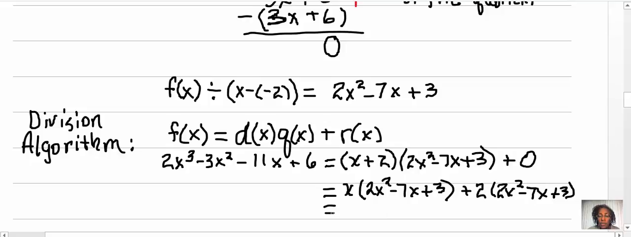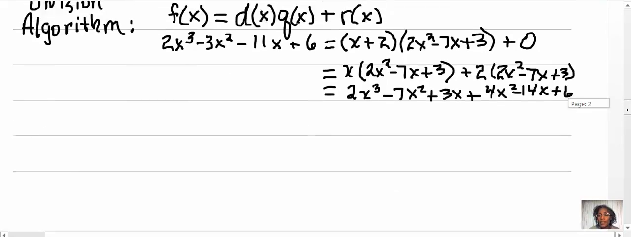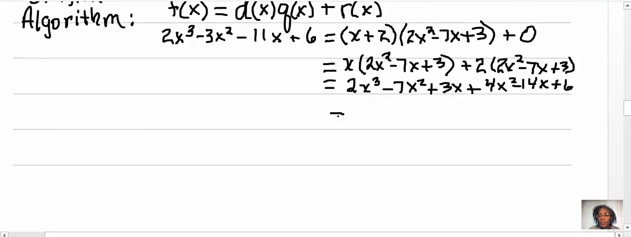And now let's do both of these products and add any like terms. So x times the quotient gives me 2x cubed minus 7x squared plus 3x. And I'm going to add to that 2 times the quotient, which gives me 4x squared minus 14x plus 6. So let's combine the like terms here.